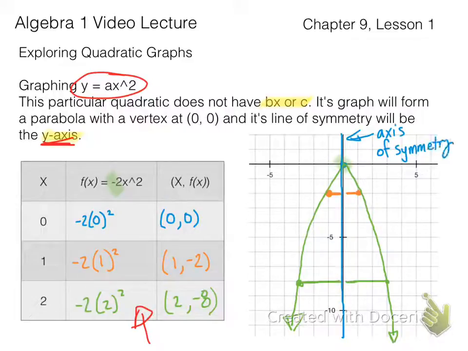And again, axis of symmetry. And again, since my A was negative, it means that my parabola is going to open downward. All right, hold on another second. So, again, the parabola is equidistant from the axis of symmetry.